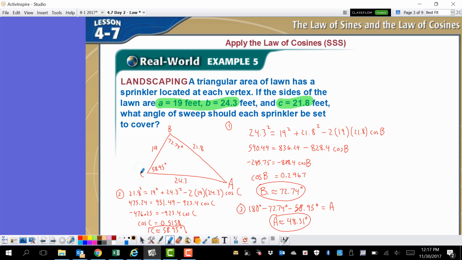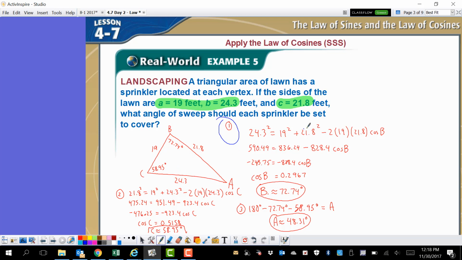So what I did first is I drew the triangle and I labeled all three of the sides. And then the very first thing that I did is I started by finding B. That was my goal, to find one of the two angles. So I started with B for no particular reason. If you wanted to start with A, you could start with A. If you wanted to start with C, you could start with C. But I started with B because B is the angle opposite of the largest side. 24.3 is the longest side. So I typically start there.